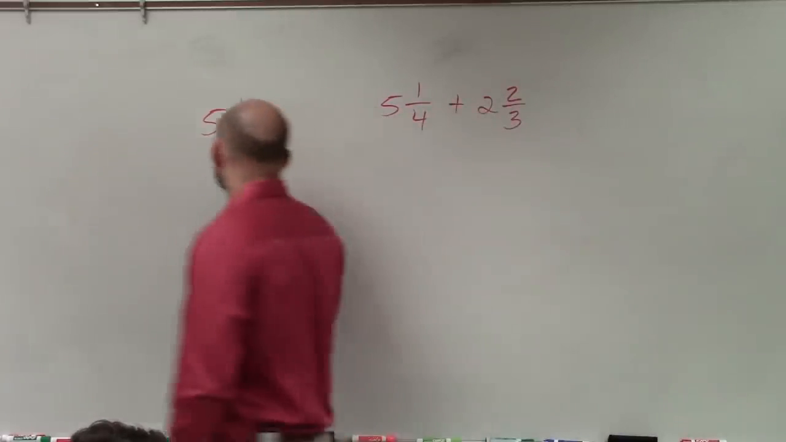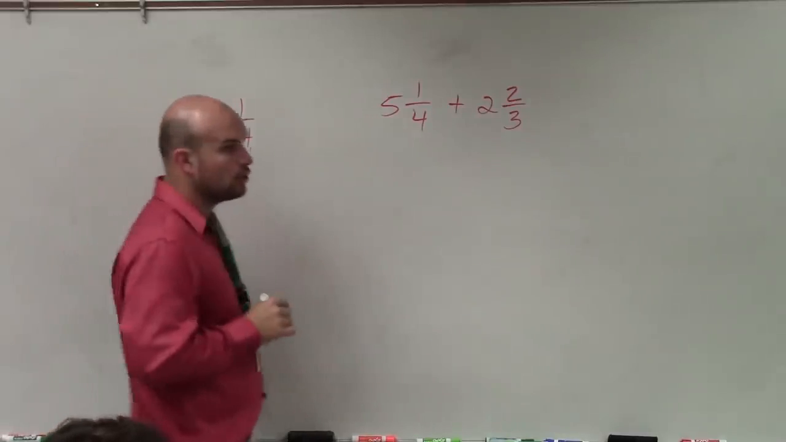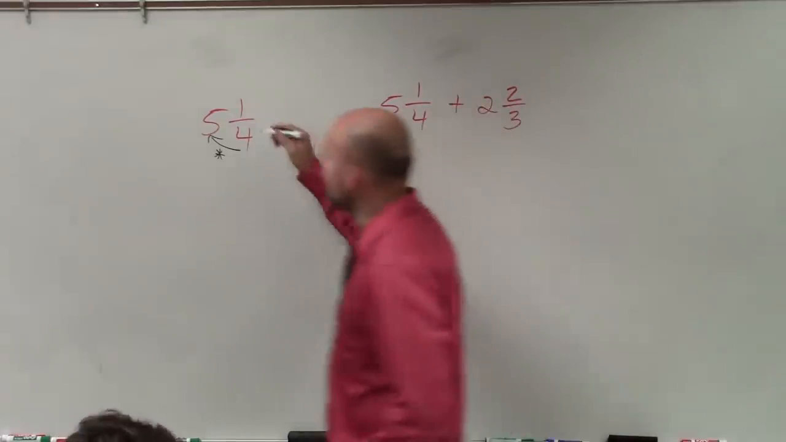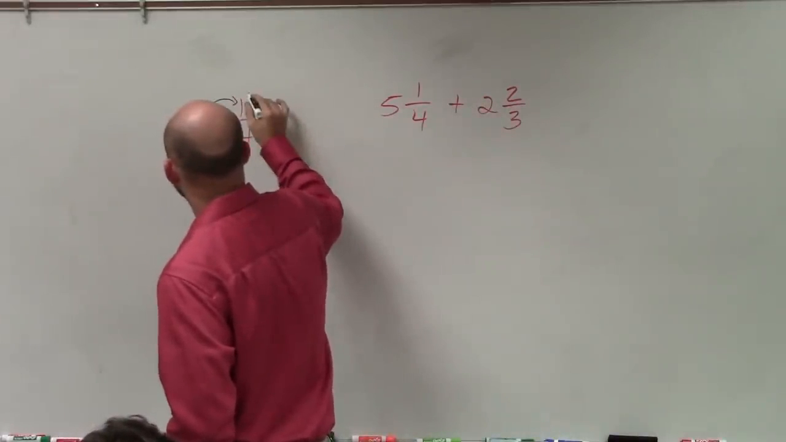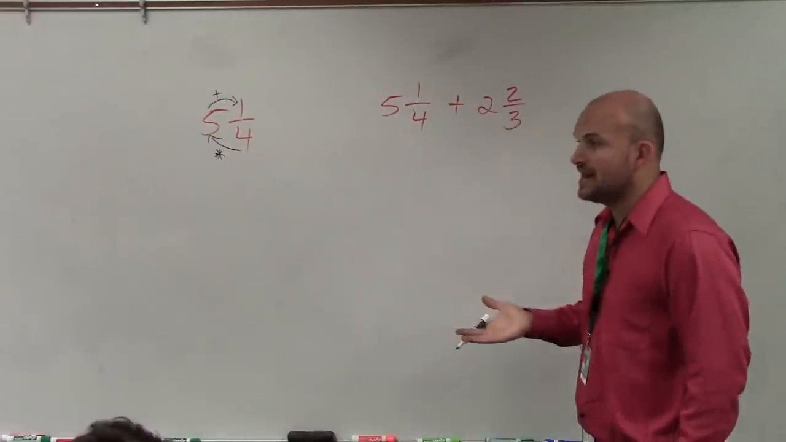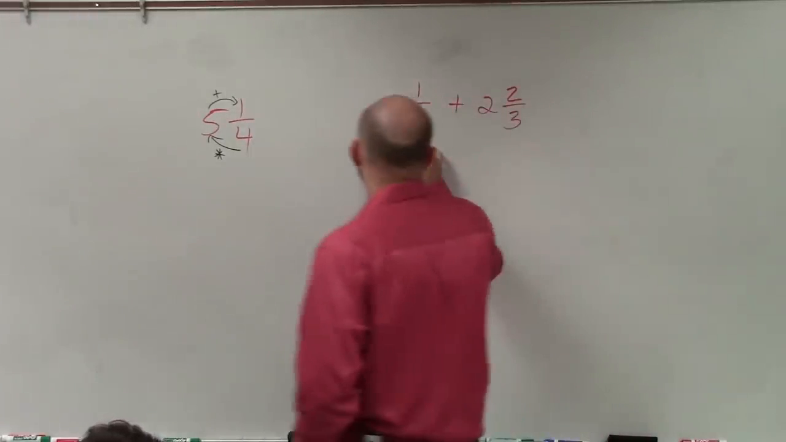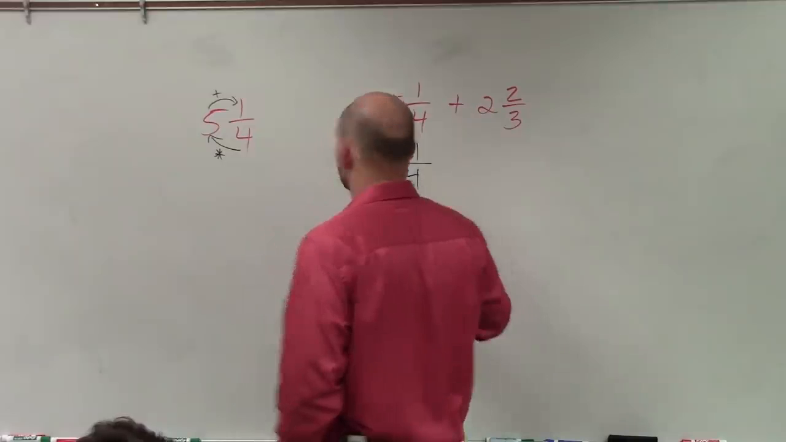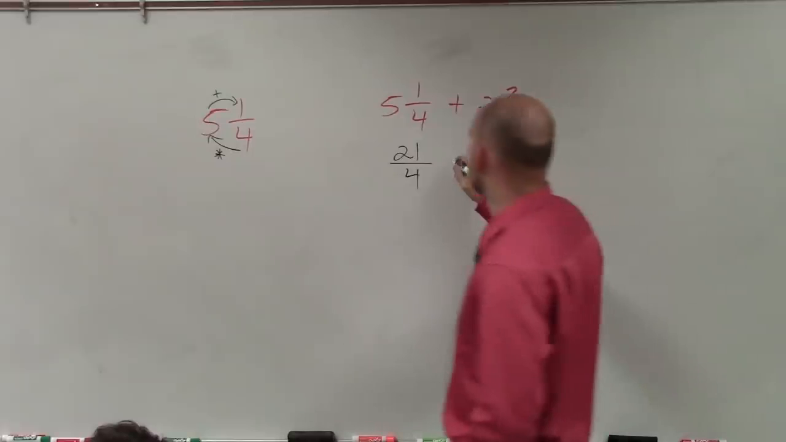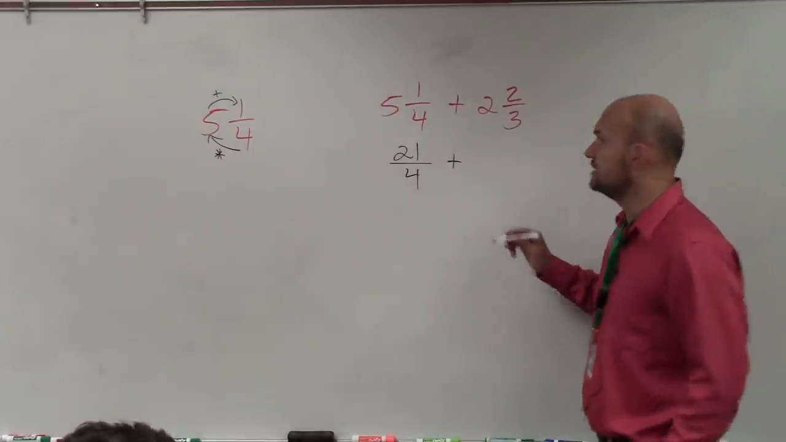So to do that, what you're simply going to do is take the denominator and multiply it by your whole value. So 4 times 5 is 20. Then you're going to add that product to your numerator. And when you do that, you're still going to leave it over 4. So 4 times 5 is 20, plus 1 is 21 over 4. Then I do the same thing over here. So that's 3 times 2, which is 6, plus 2 is 8.